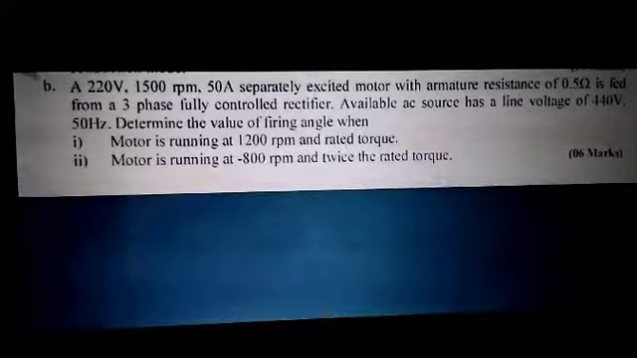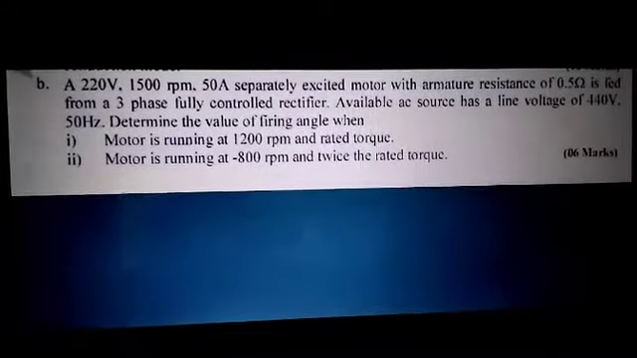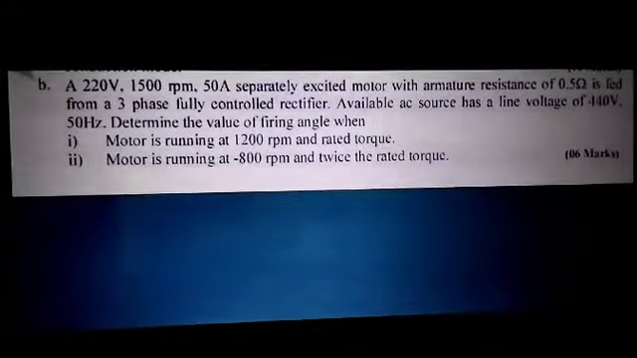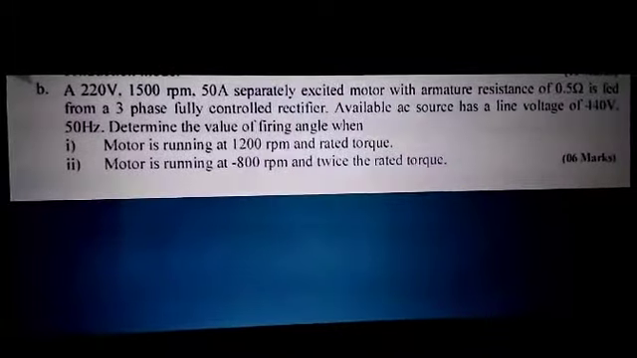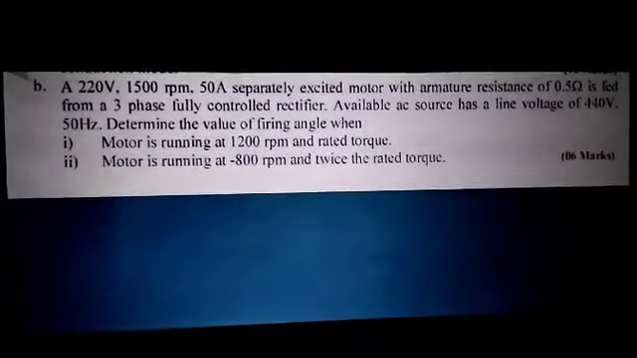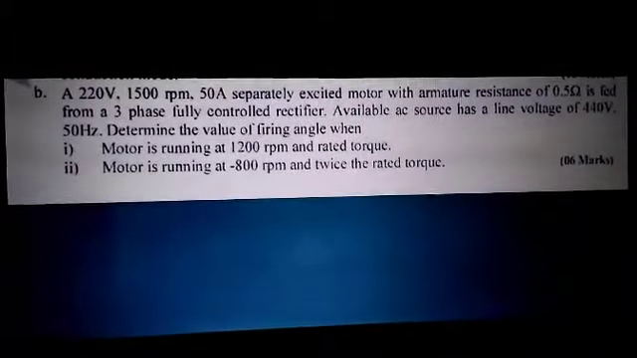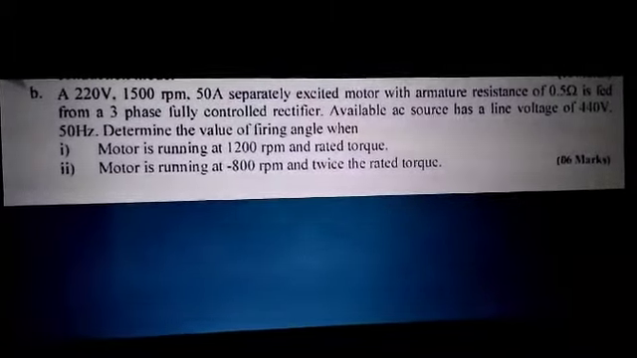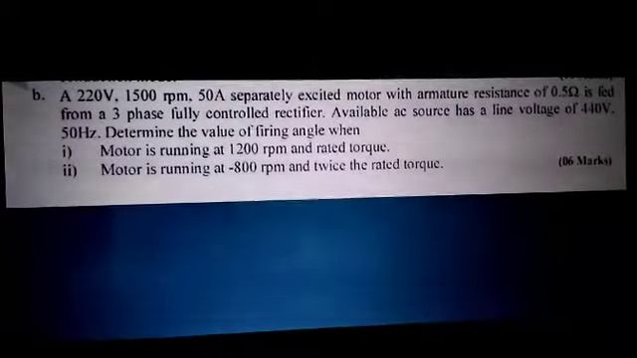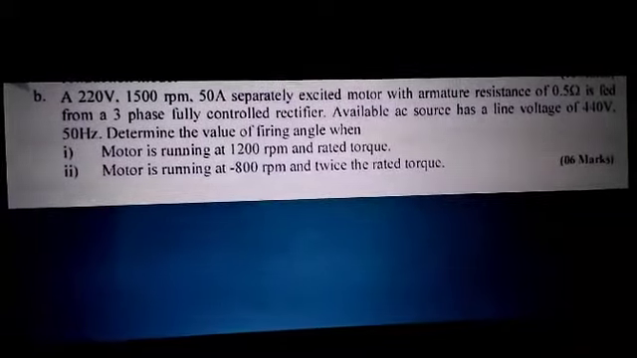So in this question, it is asked to calculate the firing angle in two different cases. The first one is the motor running at 1200 rpm and rated torque, and the second one is the motor running at minus 800 rpm, twice the rated torque.